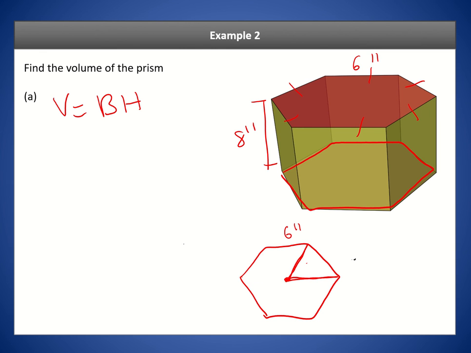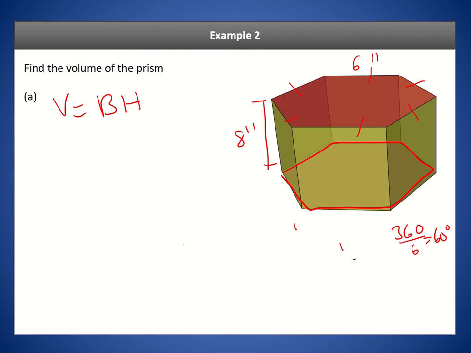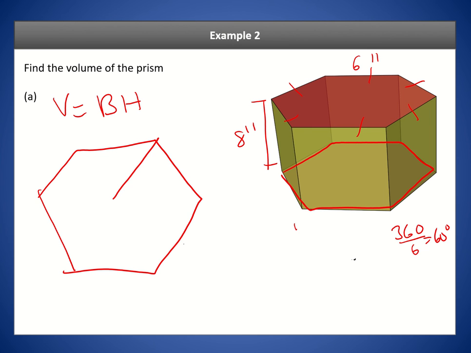All right, so let's show you how to find the area of this hexagon. Now we know that this is 6 inches here for this side. So we also know that this angle here has to be 60 degrees, because if we have 6 triangles, then 360 divided by 6 is 60. So we know that this angle has to be 60 degrees. We also know, and I'll draw this a little bit bigger here. Okay, so we got this is 60.